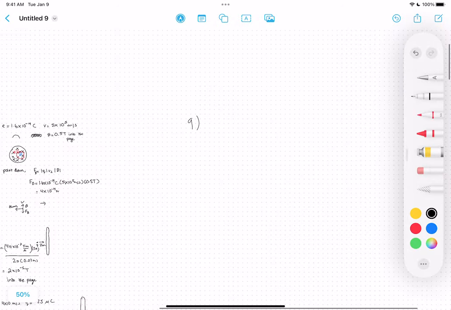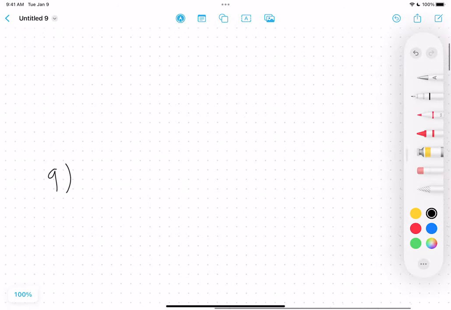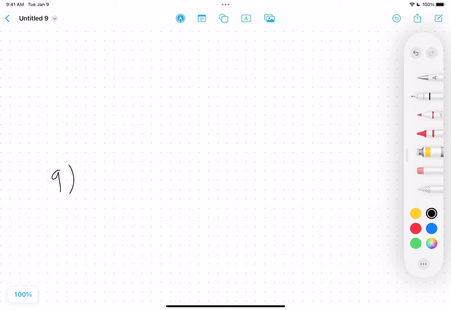All right. So this is problem 9. Lens and mirror. So an object, green arrow, is placed in front of a thin converging lens with a focal length of 3 centimeters as shown. Each division on the axis represents 2 centimeters.